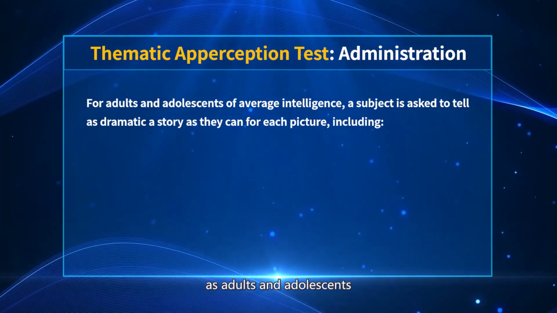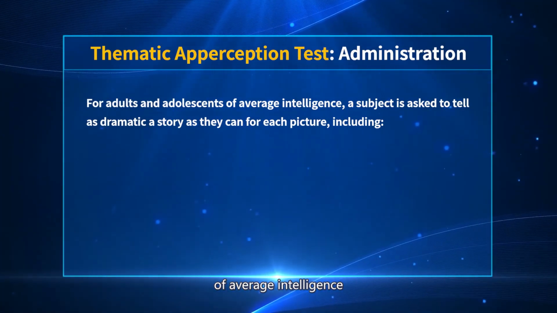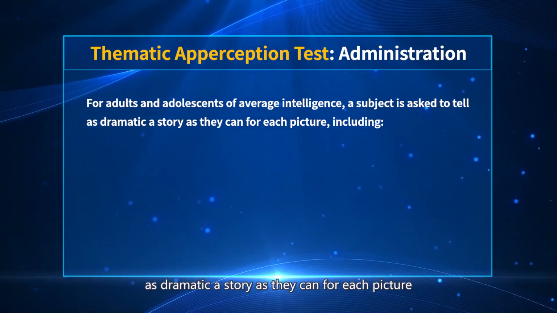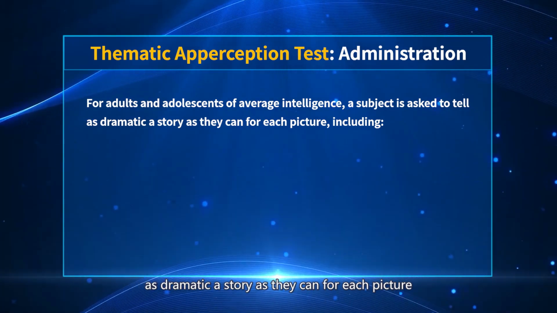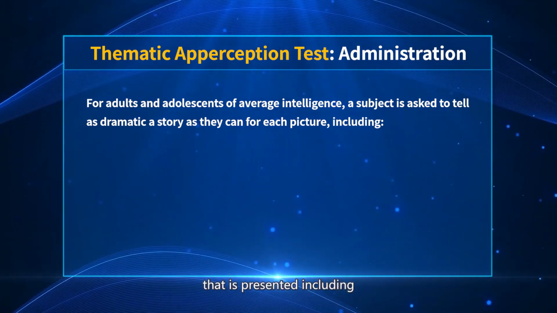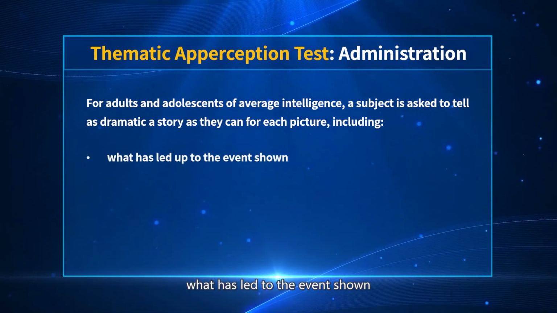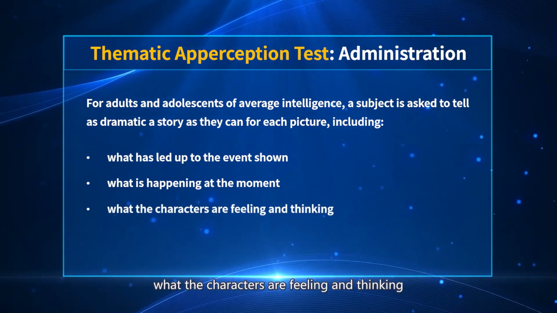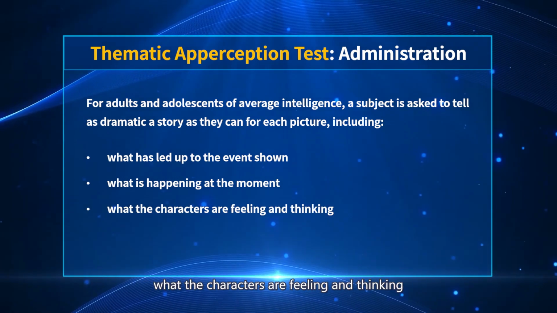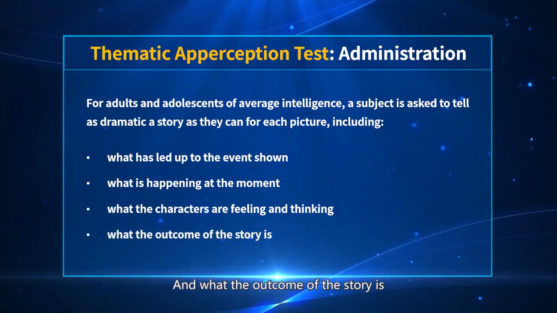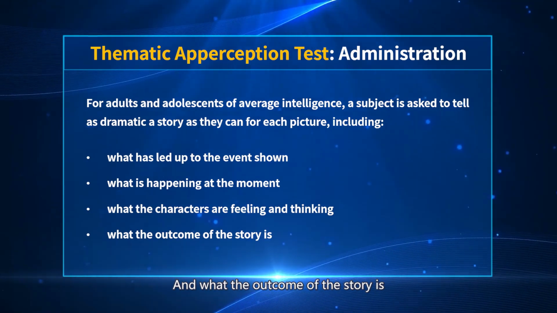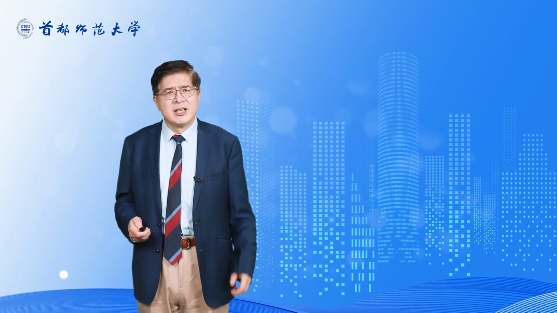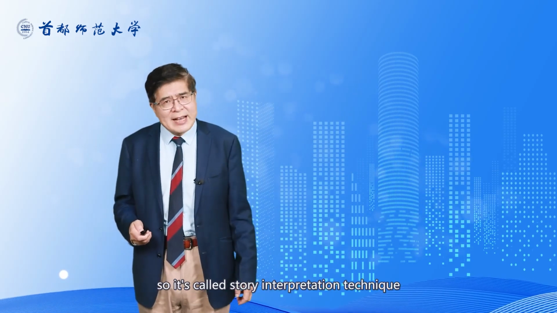For adults and adolescents of average intelligence, a subject is asked to tell as dramatic a story as they can for each picture that is presented to them, including what has led to the event shown, what is happening at this moment, what the characters are feeling and thinking, and what the outcome of the story is. So basically, you look at a picture, you tell a story. So it's called a story interpretation technique.